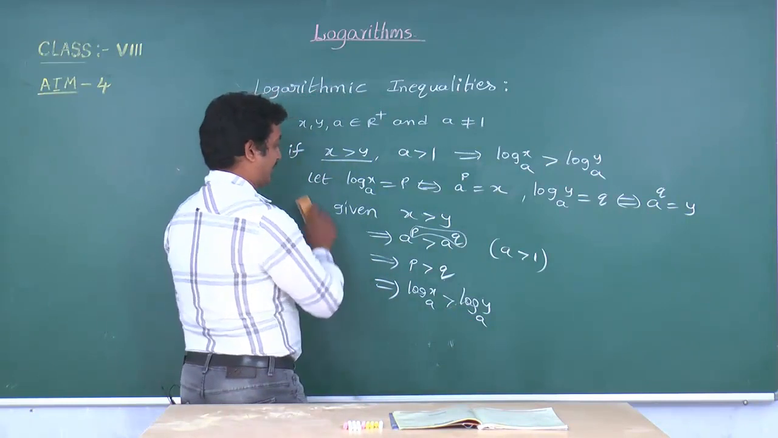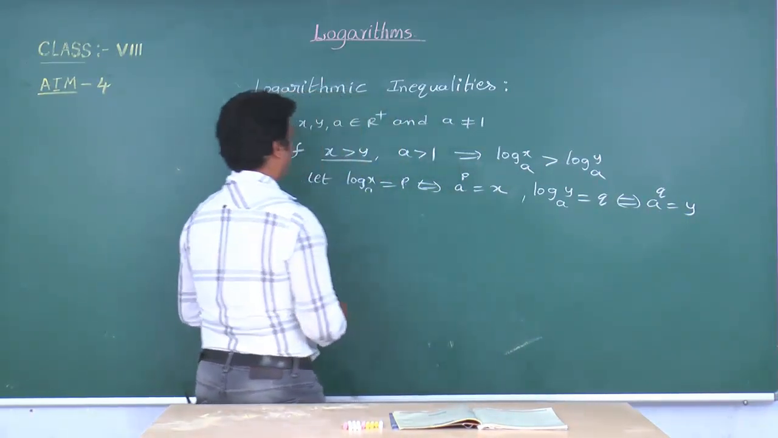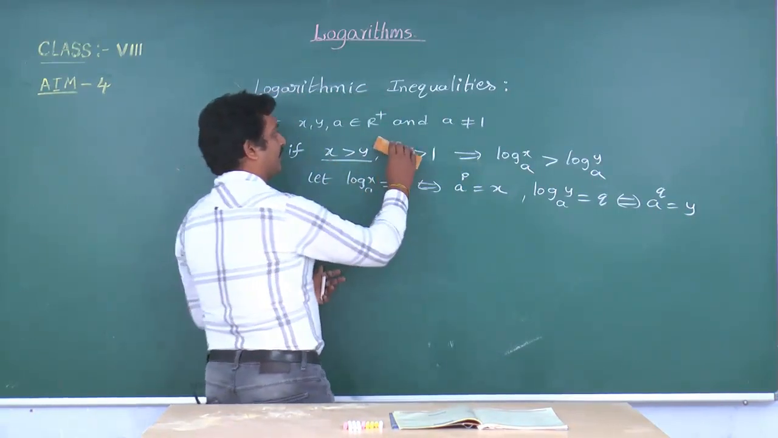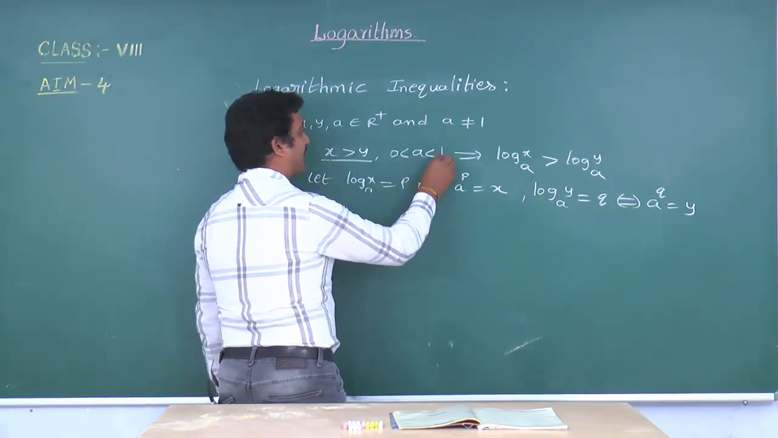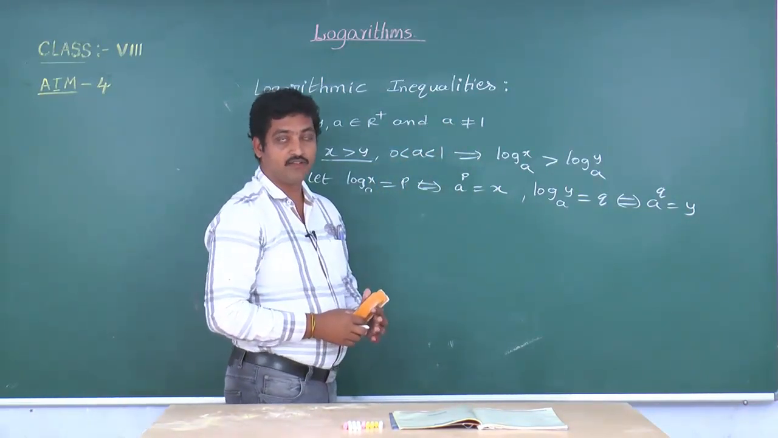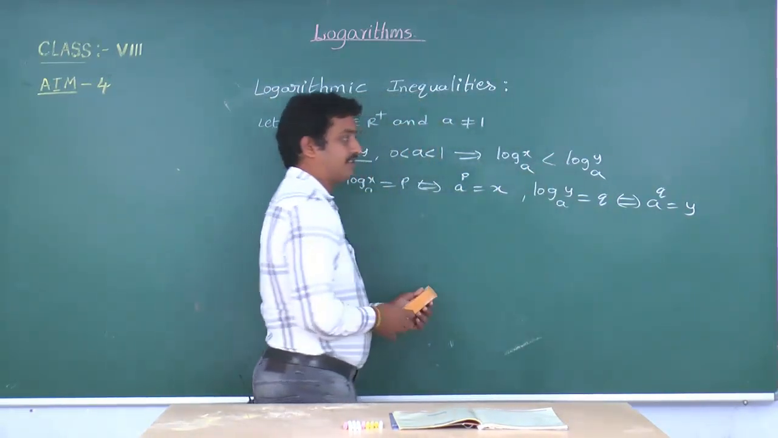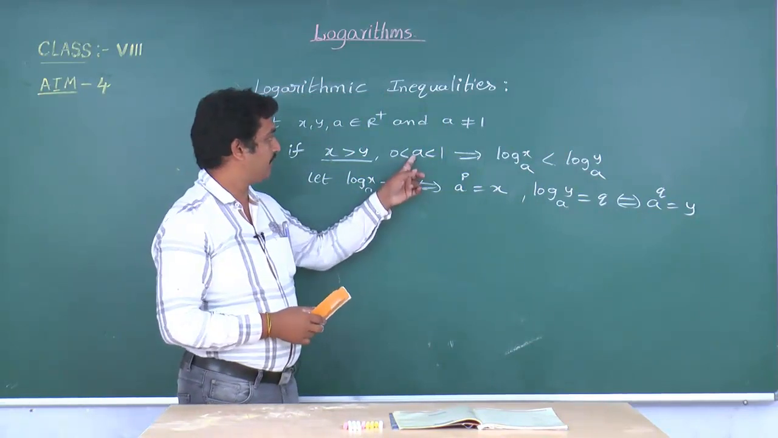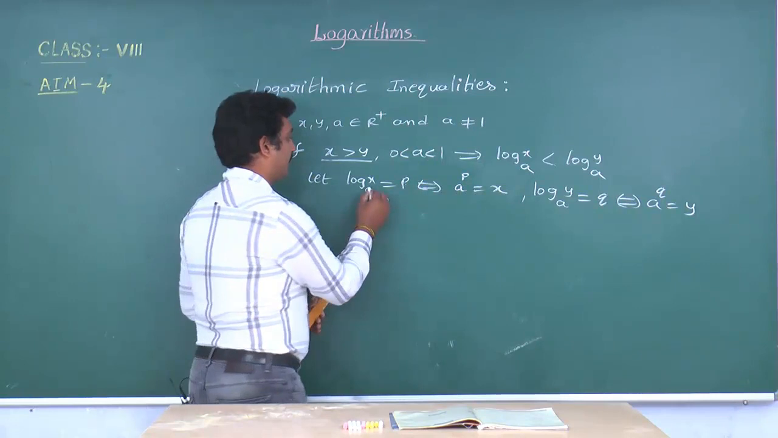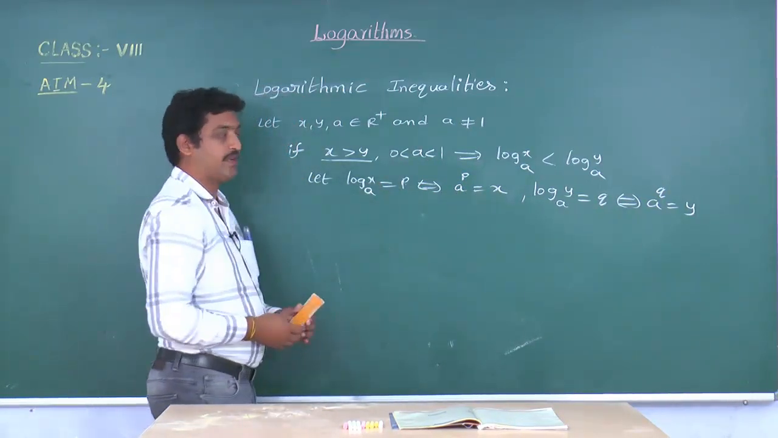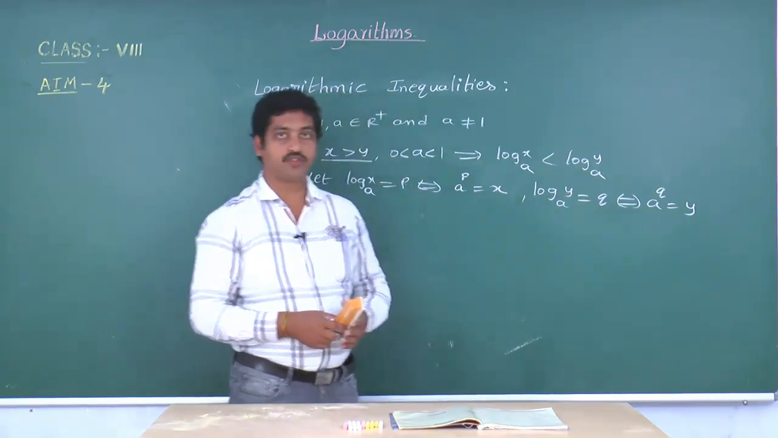Come to the second result. Similarly, we can do the second result also. If x is greater than y and 0 is less than a is less than 1, then what do you observe? The inequality will be changed. Log x to the base a is less than log y to the base a. Why? Because a lies between 0 and 1. Now proof, same proof. Log x to the base a is equal to p, a power p equals x. Log y to the base a is equal to q, then a power q equals y.